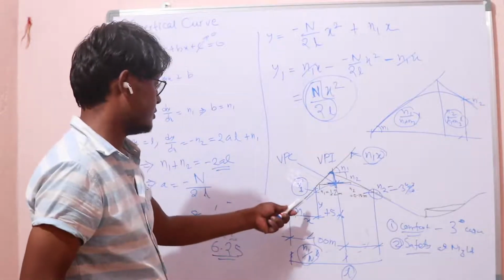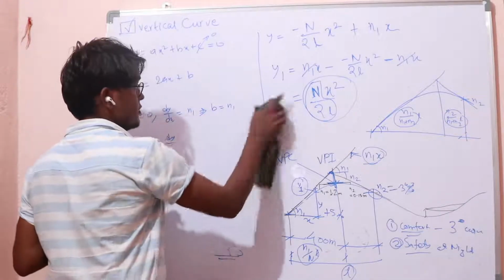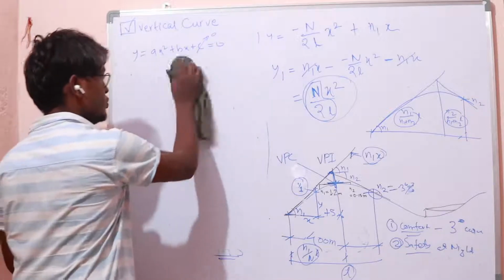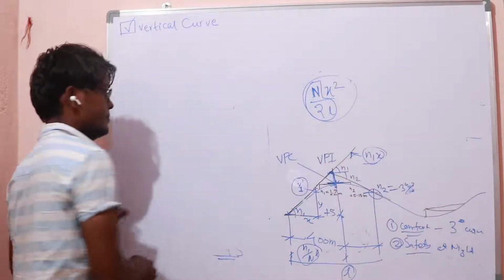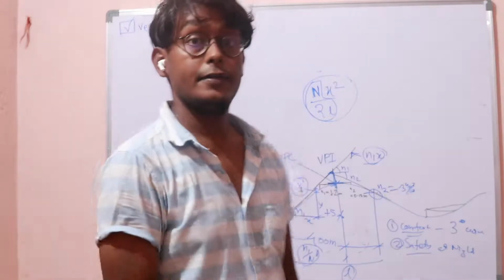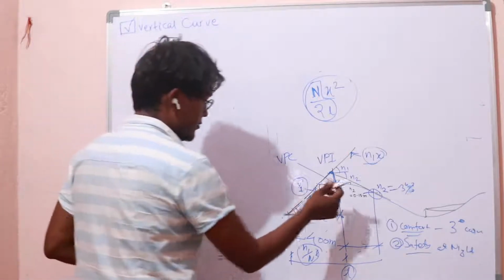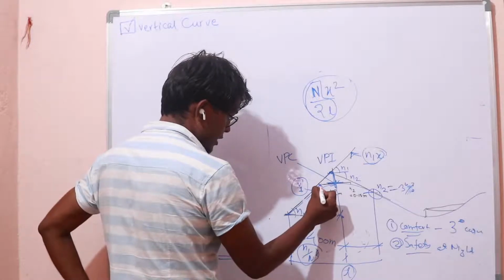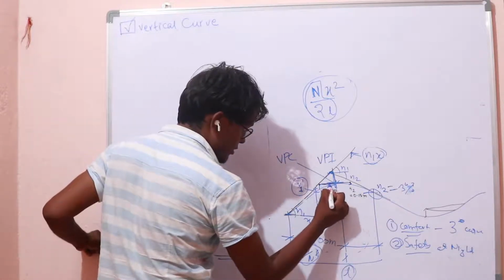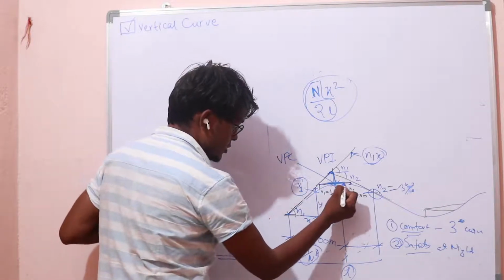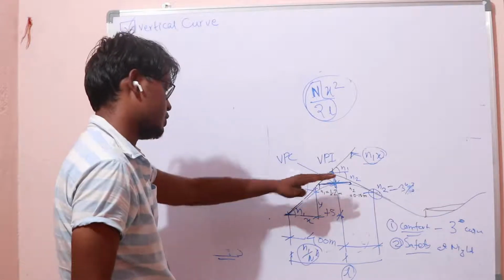Now we will derive the general length of the curve in terms of stopping sight distance, SSD. We just need to remember the formula n over 2L times x square. To find the length of the curve in terms of stopping sight distance, I have shown here that the vehicle is here and the driver's eye is here, and there is another object here at height H2. To see the object clearly we draw a tangent such that the tangent meets the road, so that the driver's eye, the road and the object are in one line, tangential to the road.